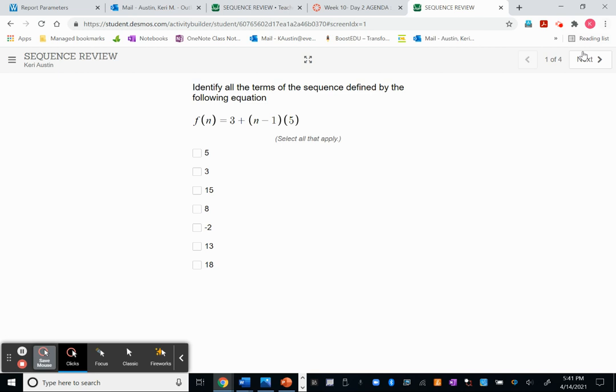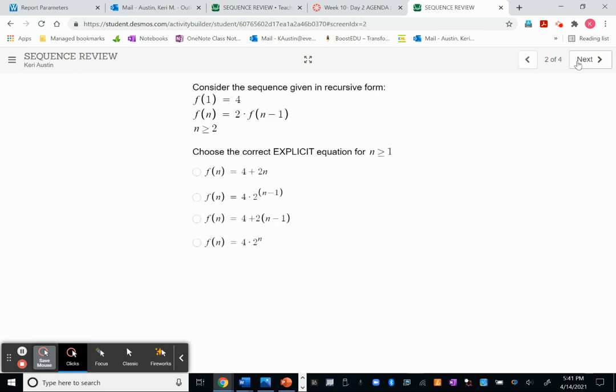All right, here we go. Sorry, that took me forever. Number 2, consider the sequence given in recursive form. And then it says choose the correct explicit equation for n is greater than or equal to 1. So let's go back and get my pen.